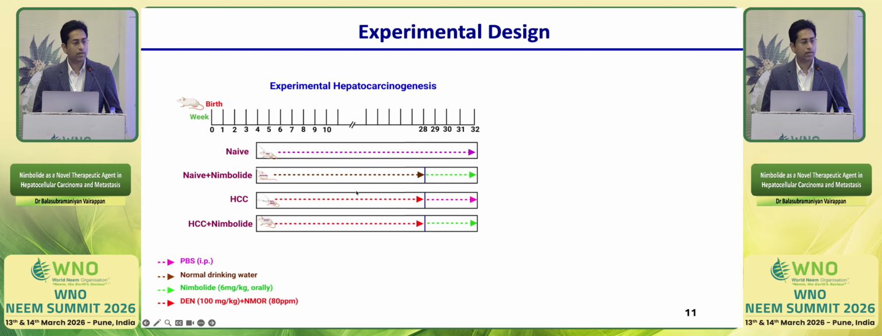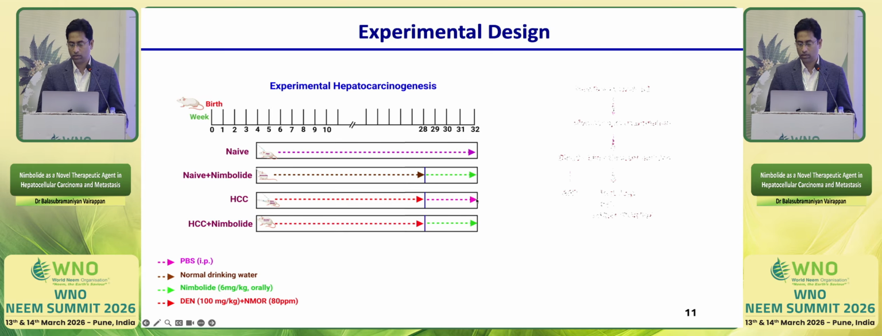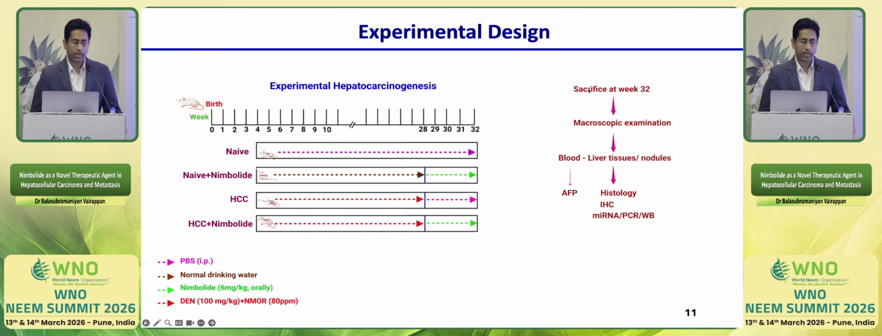I missed one group here, which is naive, and then naive animals treated with nimbolide, HCC animals treated with nimbolide, and one more group, HCC animals treated with doxorubicin, which is a known anti-cancer drug. To compare the efficacy of nimbolide, we used the HCC plus nimbolide and HCC plus doxorubicin groups. After 28 weeks, nimbolide was administered to group 2 and group 4 for a further 4 weeks. At the end of the experimental duration of 32 weeks, the animals were sacrificed.